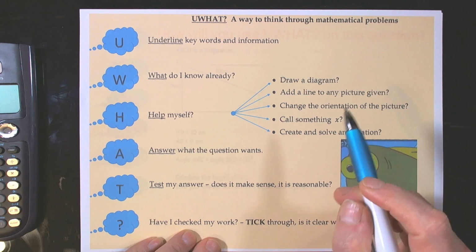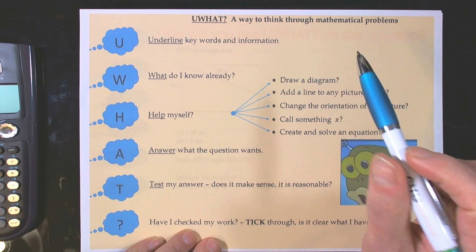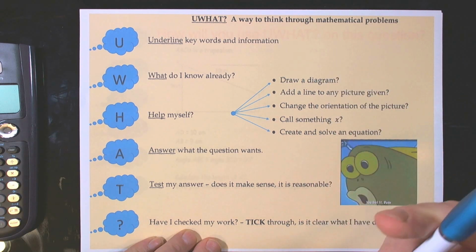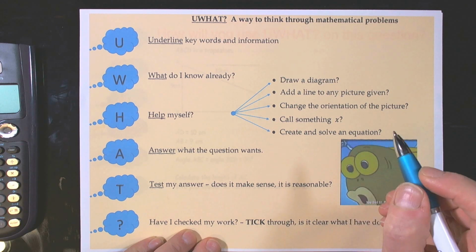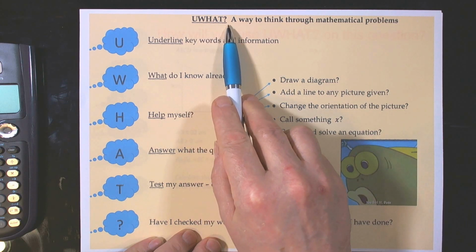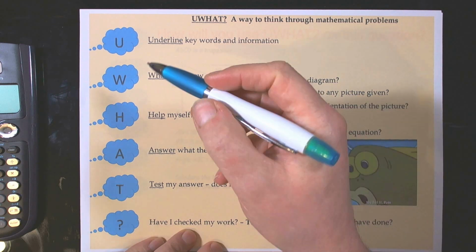Right, so we know in the new style exams that there tends to be a lot of questions where there's lots of information and sometimes you're not sure what to do with it or how to get through a particular mathematical problem you're facing. So I've come up with this acronym UWHAT, and it's a way of thinking through these problems.